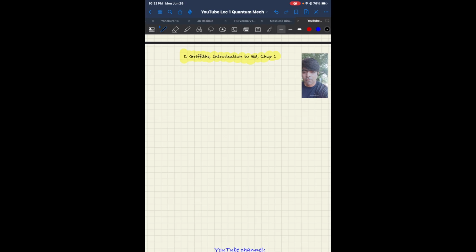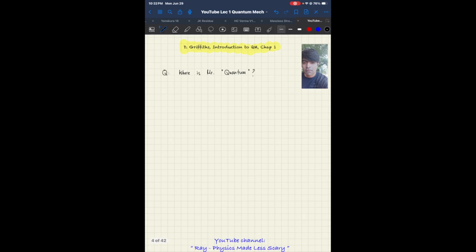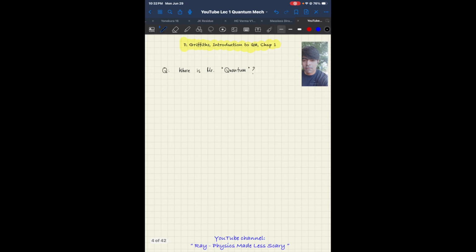So what is quantum? Where is Mr. Quantum? Eventually, we are interested in quantum mechanics, right? That's why you are here. Okay. So, of course, it's a vast area. Quantum mechanics actually, it's all of physics, essentially.